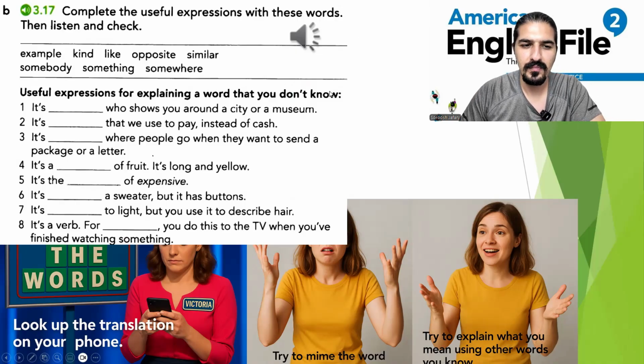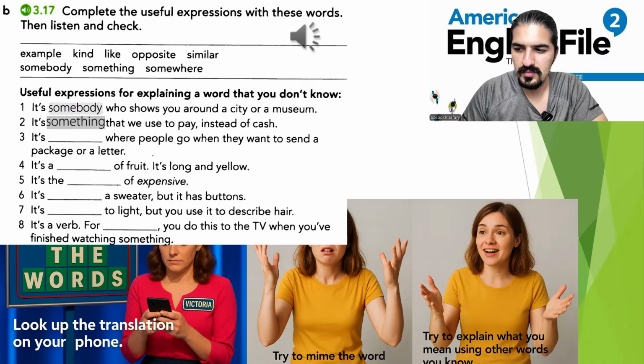3.17 1. It's somebody who shows you around a city or a museum. 2. It's something that we use to pay instead of cash. 3. It's somewhere where people go when they want to send a package or a letter. 4. It's a kind of fruit. It's long and yellow. 5. It's the opposite of expensive.